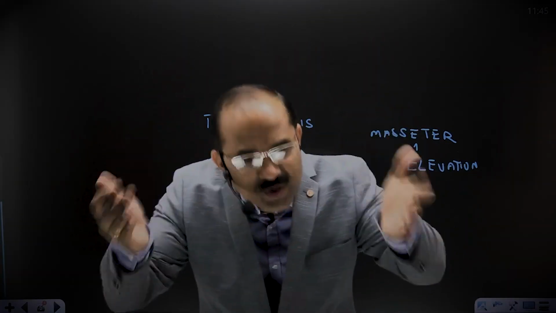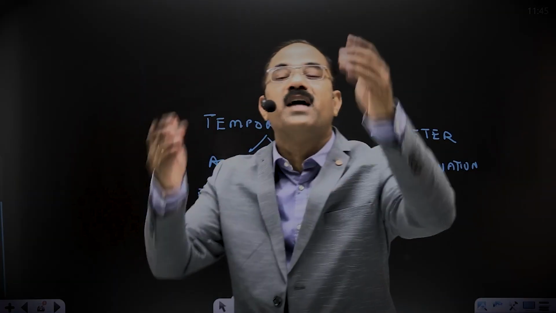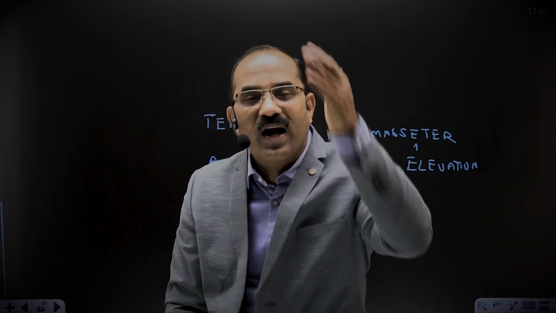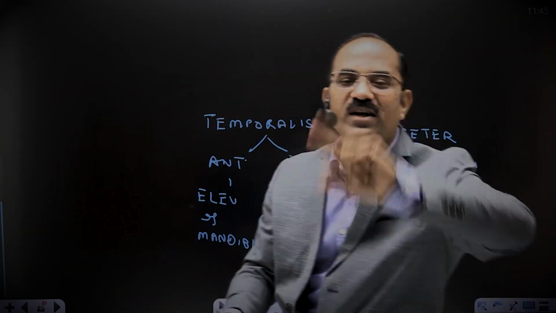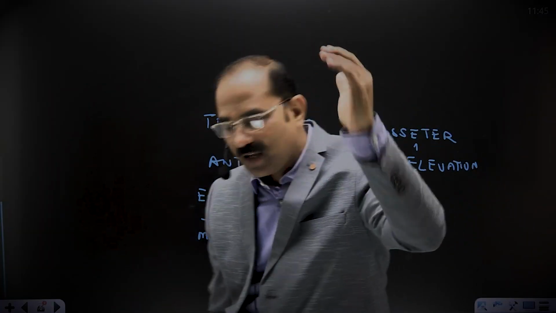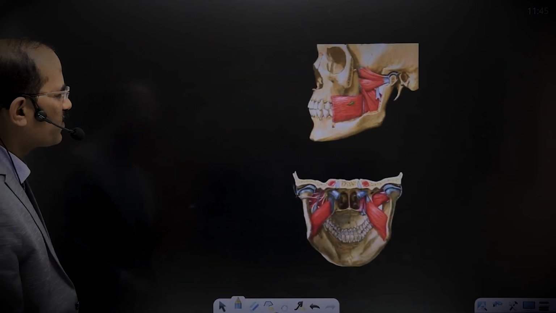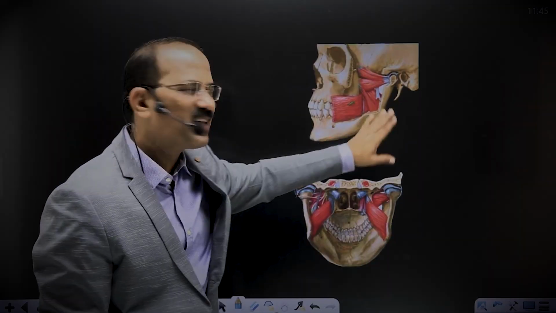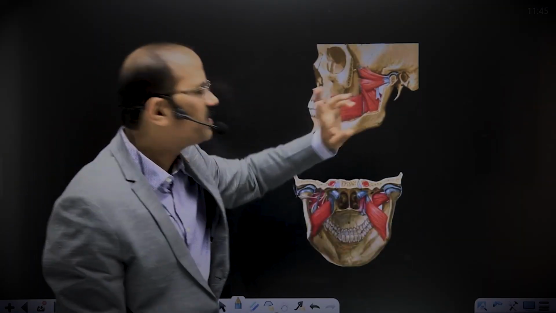That means where do we go? We remove the ramus of the mandible and go deep to the ramus. That means we are in the infratemporal fossa. These two muscles of mastication, the medial and the lateral pterygoids, lie in the infratemporal fossa. We've already seen this, students. Look at this beautiful slide. We've removed the ramus here. That's the lateral pterygoid and that's the medial pterygoid.